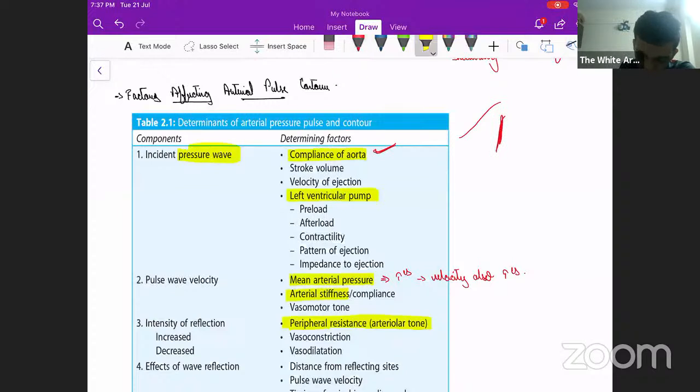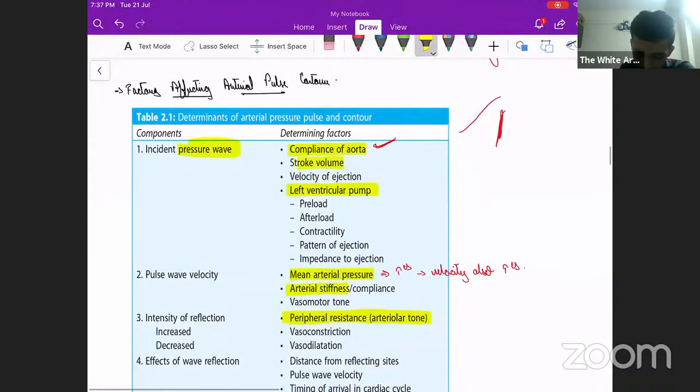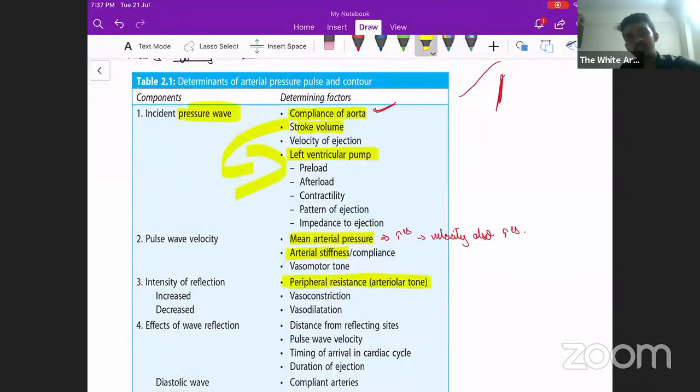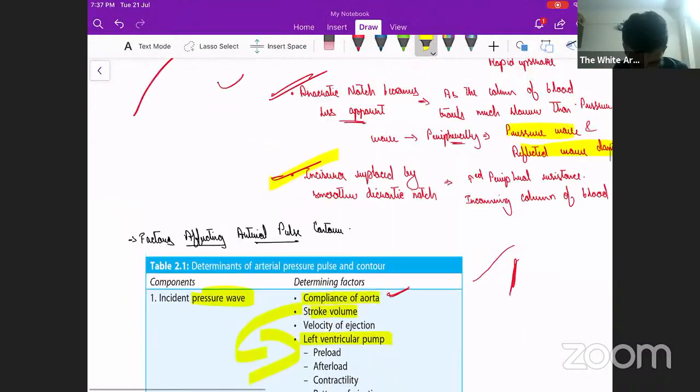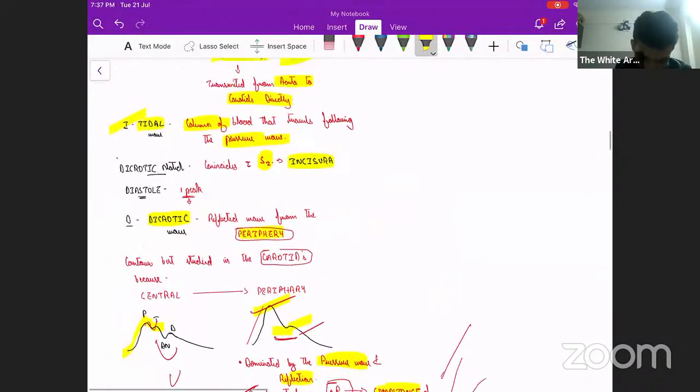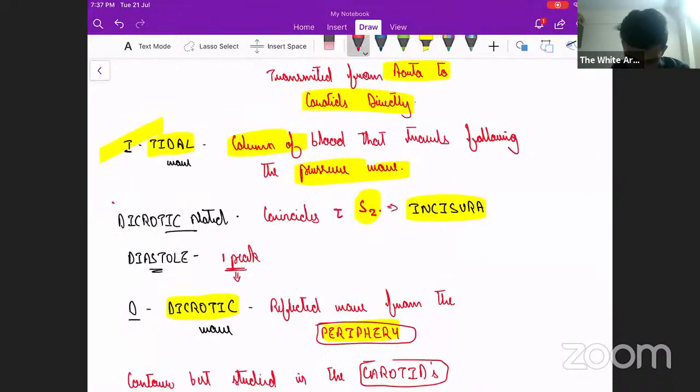Next is stroke volume. Good stroke volume will send out a good pressure. Indirectly, the stroke volume is dependent on the left ventricular pump activity. So these are the determining factors. Next is the pulse wave velocity, the velocity at which this pulse wave travels. Before that we have the tidal wave. Tidal wave is again dependent on what? Since it is dependent on the column of blood, this is also indirectly dependent on the stroke volume.